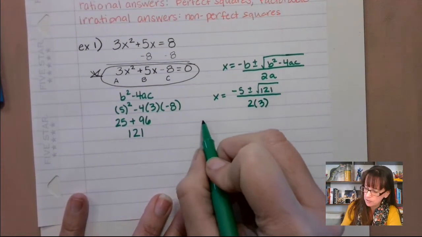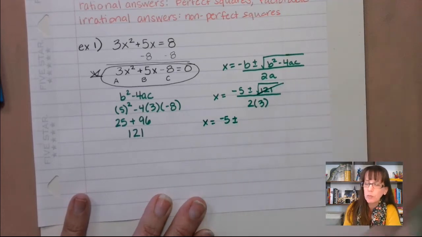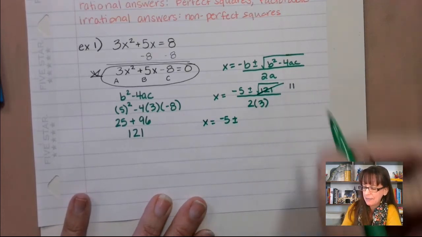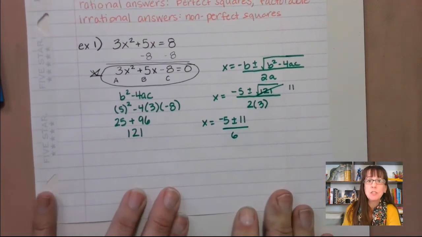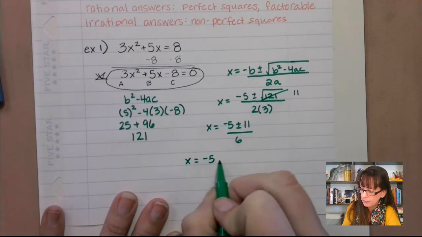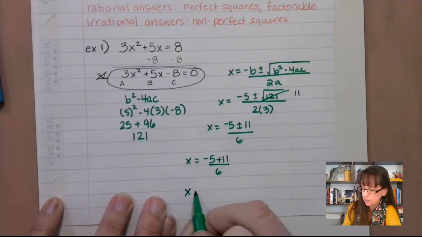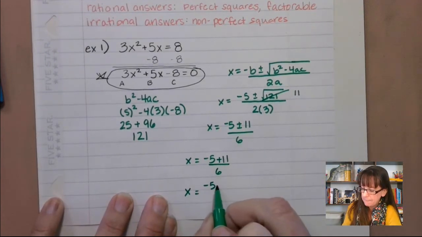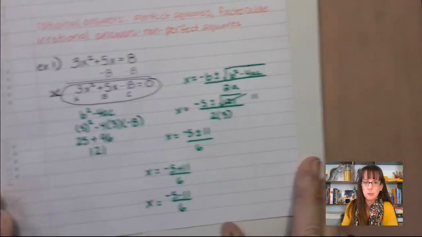We have x equals negative 5 plus minus. Now the square root of 121 is 11. So plus minus 11 over 6. This gives us two answers here. We have x equals negative 5 plus 11 over 6, and we have x equals negative 5 minus 11 over 6. So let's go ahead and simplify those guys. Let me scooch this over so you can see it.